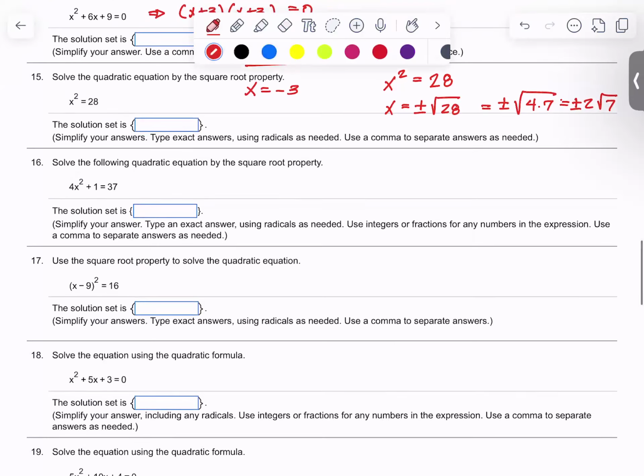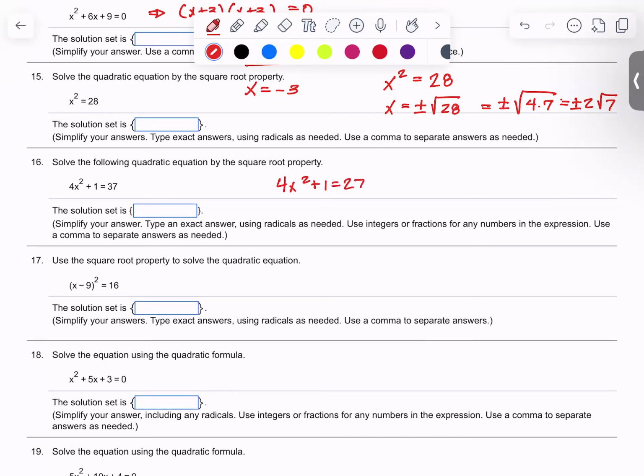Solve the following quadratic equation by the square root property. So we have 4x squared plus 1 is 37. If I want to use the square root property, I need to get the x squared by itself. So I'm going to first get rid of the 1. I'm going to subtract it from both sides.